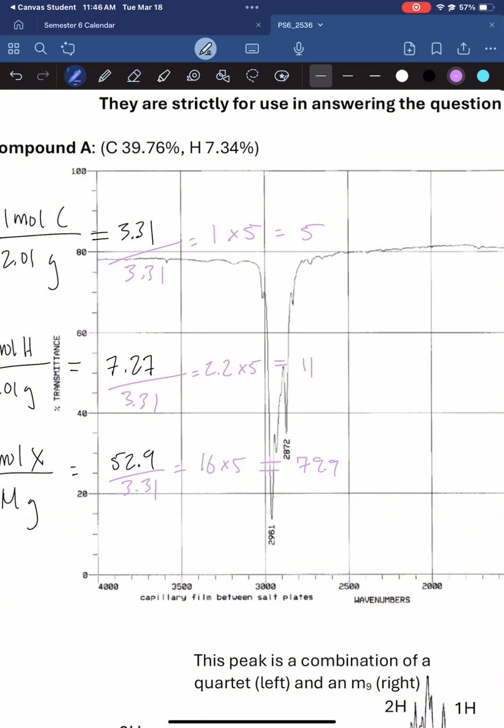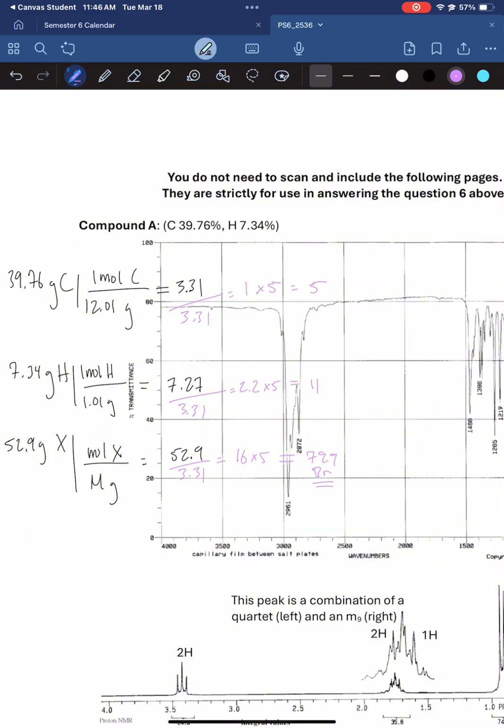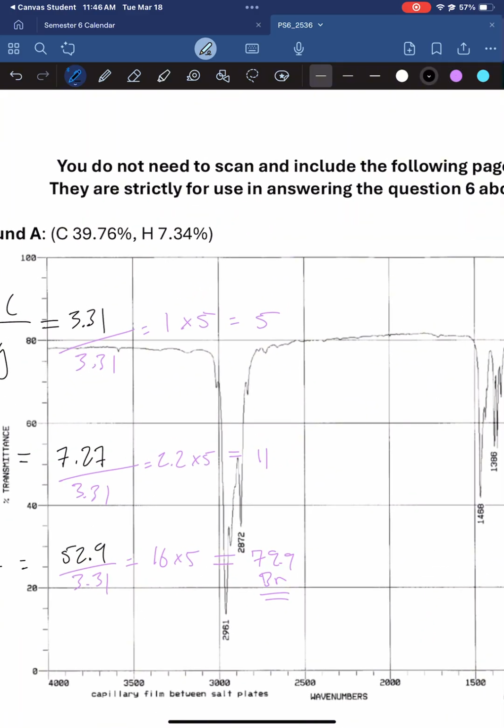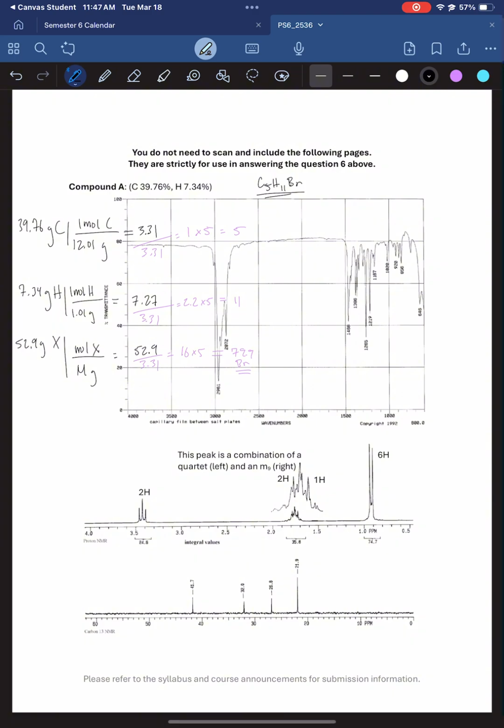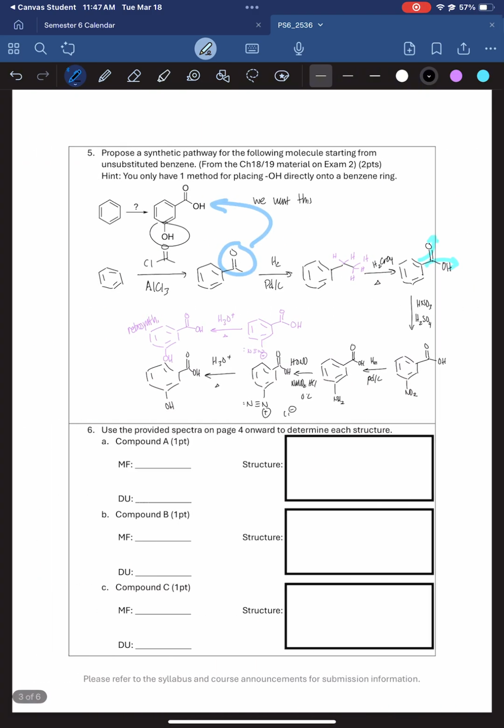And now we know the mass of this unknown compound. If we look at the periodic table, this is going to be bromine. So now we have a molecular formula to work with. We have C5H11Br. Okay? So that makes our life a whole lot easier. And the question's asking us for the molecular formula, degrees of unsaturation, and the structure.